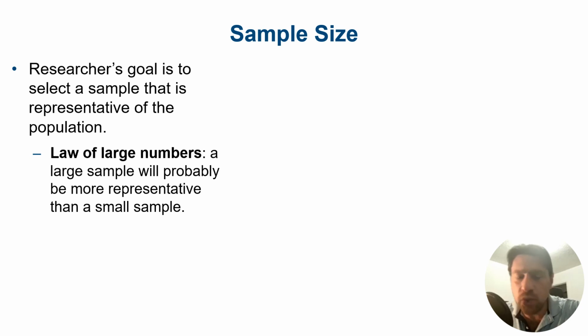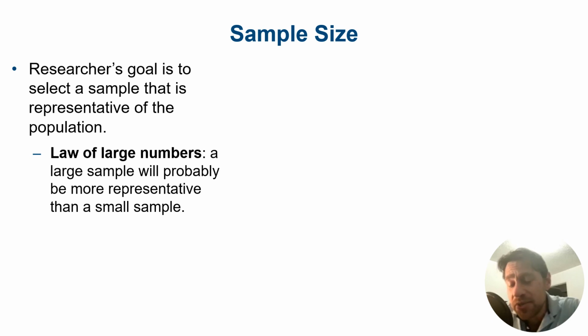So, you want your sample to be representative of the population. Well, how do you do that? One answer is the sample size. That is one critical component in selecting a sample that will be representative. And here we have something called the law of large numbers, which basically states that the larger your sample, the more representative it's going to be of your population. So larger samples will be more representative of a population than smaller samples.